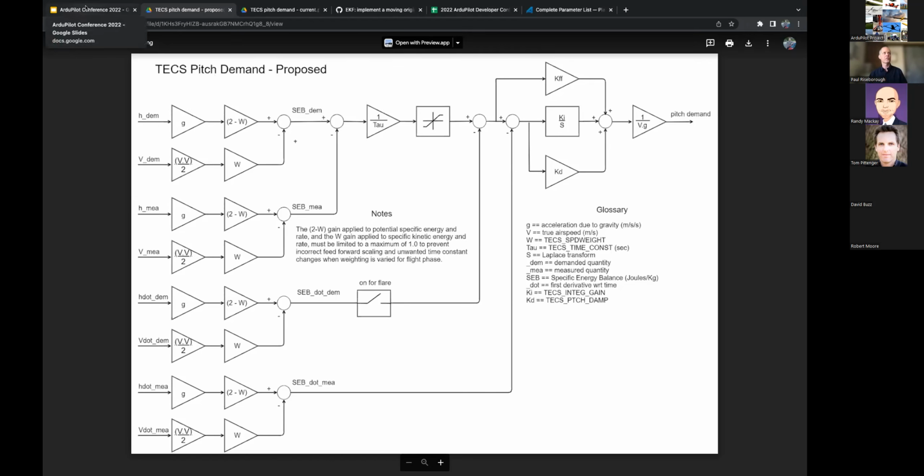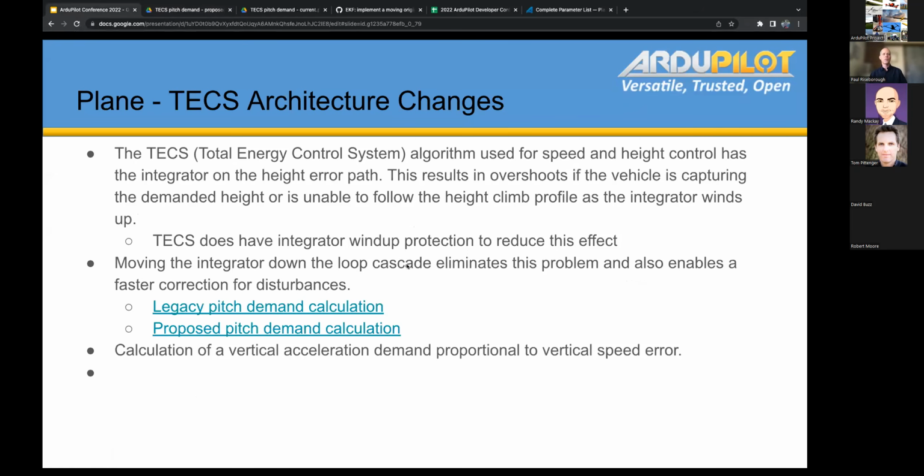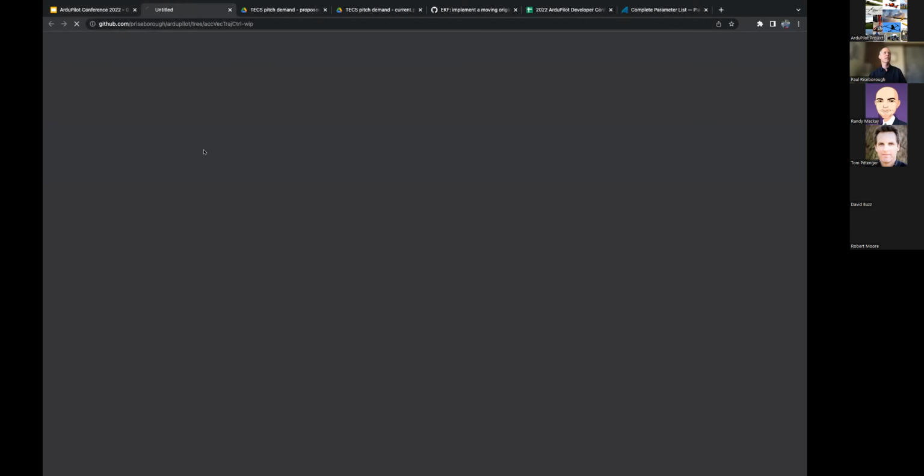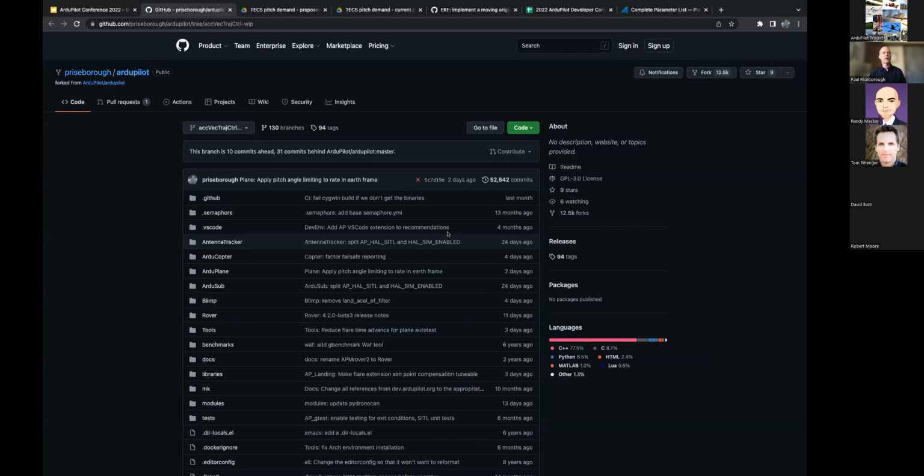Now I've coded this. I've got a prototype branch. I'll just pop the link into that. I've just been poking away at this for the past 12 or 18 months, regularly rebasing it and occasionally flying it. It's just been a background task. So we've got the branch. You can click on the link and check it out for yourselves.